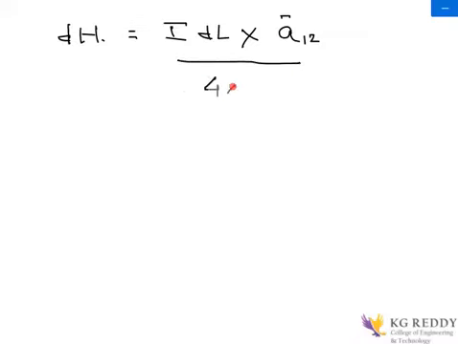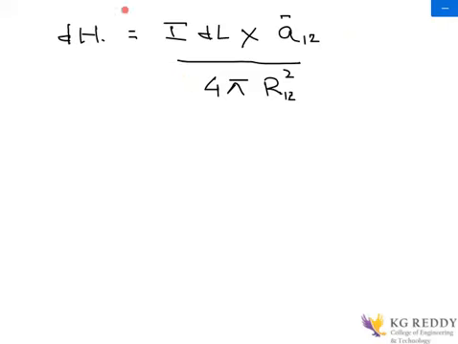Now what is the formula for this? We have already seen that dH can be given as I dl cross a unit vector a12, which is along the line joining the points P1 and P2, divided by 4 pi r squared. Here r is a magnitude, which is also the distance between point 1 and 2. So this is the formula. We will use it to find the magnetic field intensity at the given specific points.